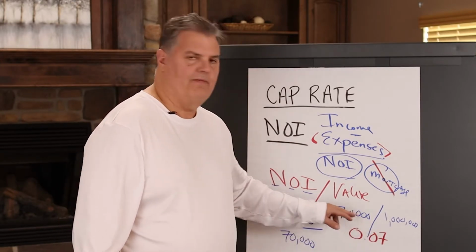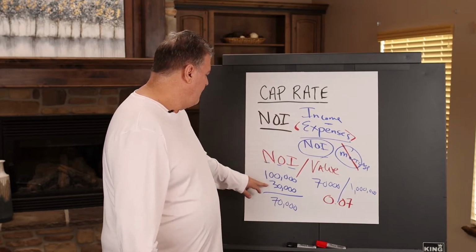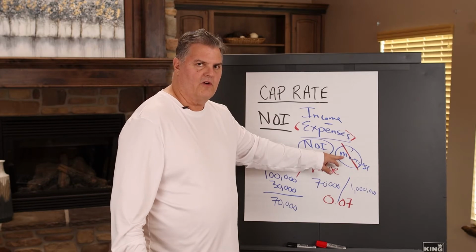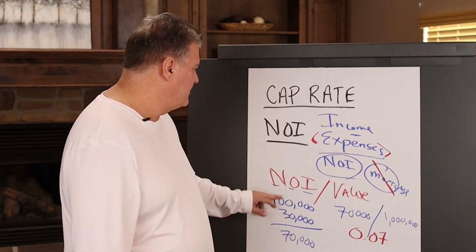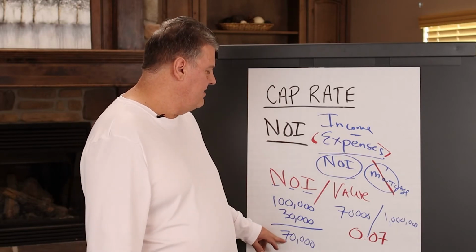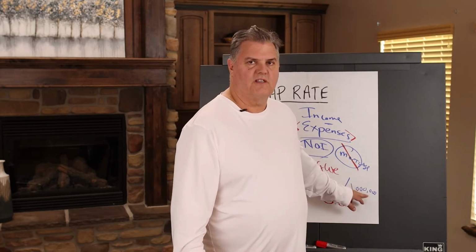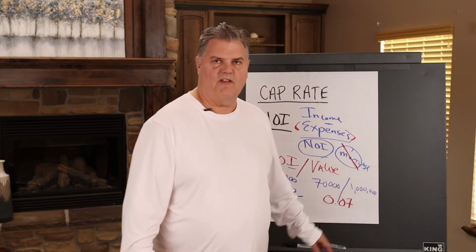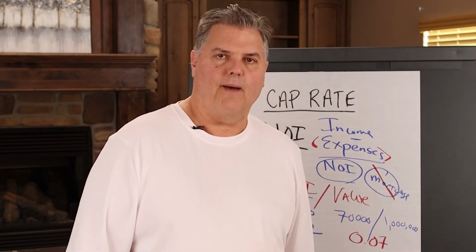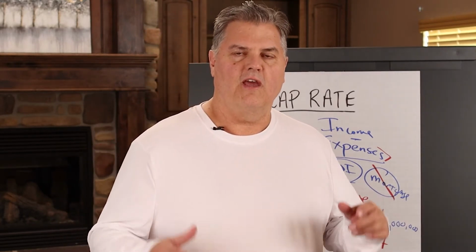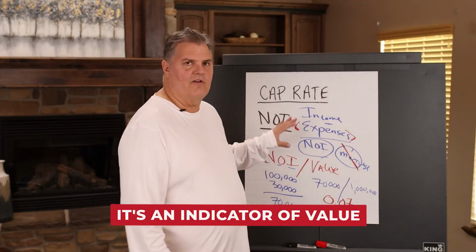A 7 cap. So we take the NOI, which again, income minus expenses, okay? But not including the mortgage or the interest payment. We subtract the expenses of 30,000 or 30% of that, and we get 70,000, okay? 70,000 divided by the purchase price of the property gives us a 7 cap. That is how you do the formula to figure out a cap rate or the capitalization rate of the property. Now, when we say what is it, it's an indicator of value.